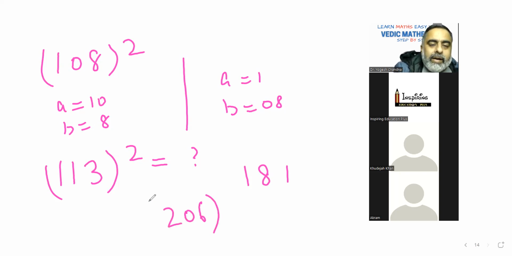206 here. 42436. Okay. 42436. Very good. Yes, others? Sir, 4243. Yes, sir. Let's go.